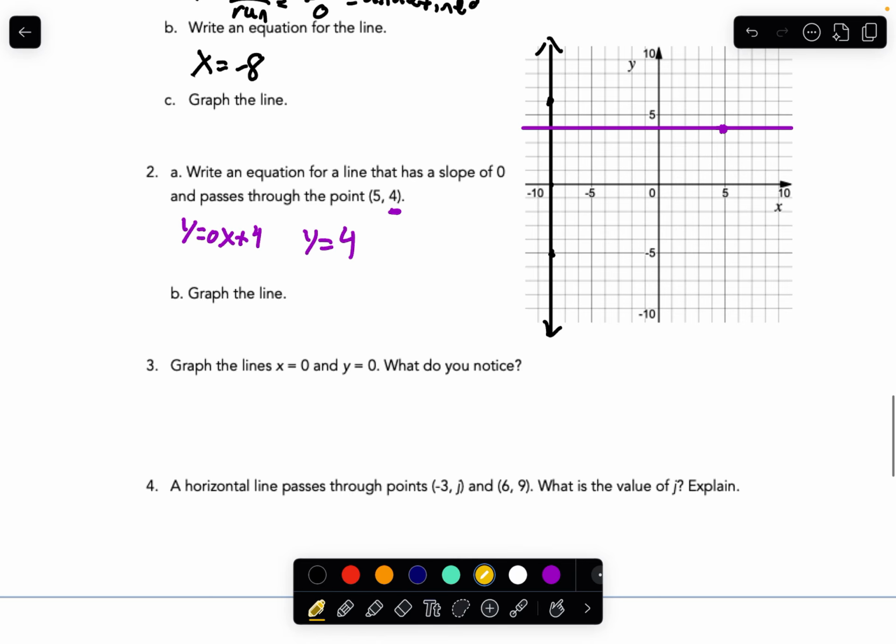Now it says graph the lines x equals 0. Now again, you guys are going to think it's a horizontal line because you're thinking the x-axis, but x equals 0 is the vertical line right here on the y-axis because all the x values along the y-axis are 0. And then the other one will be, let's use that color, is y equals 0. Again, it's not the y-axis because every point on the x-axis, y is 0.